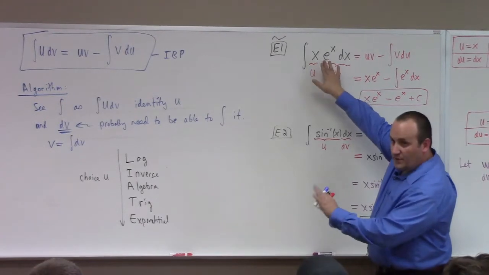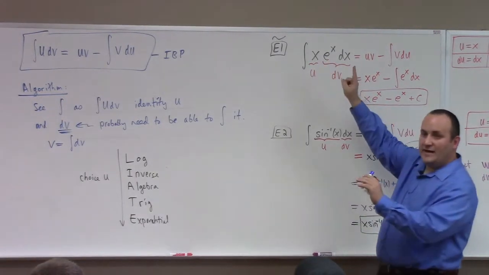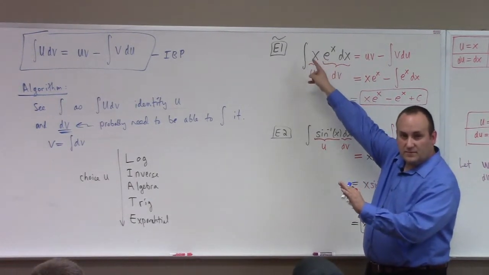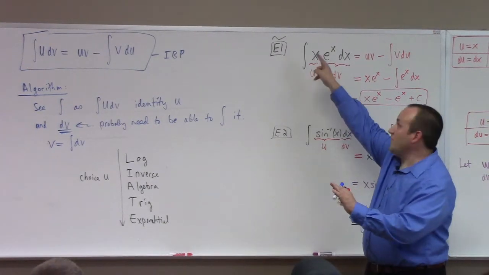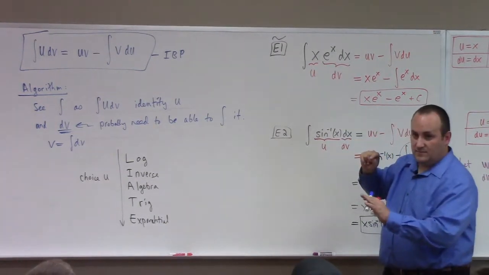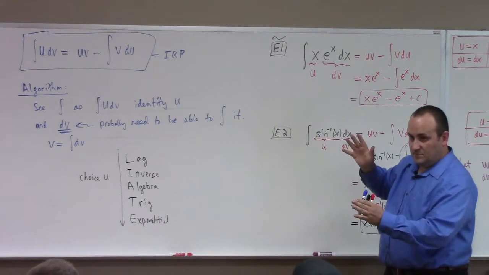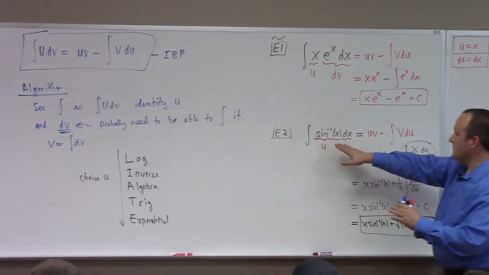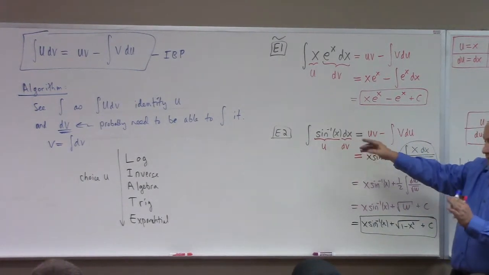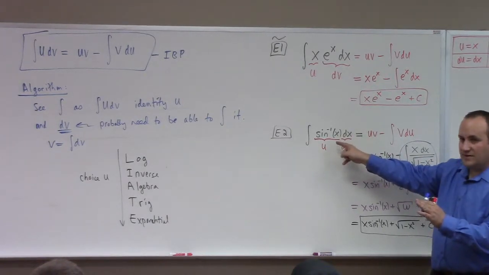So look at this. There's no log. There's no inverse. What's here? Algebraic. x is an algebraic function, right? That's why we made u equal to x. Does that make sense? Okay. Example 2. There's no log. Inverse function. We made u inverse sine.